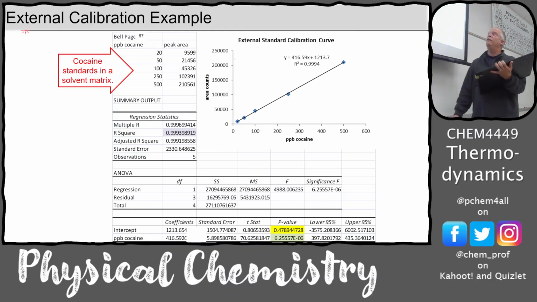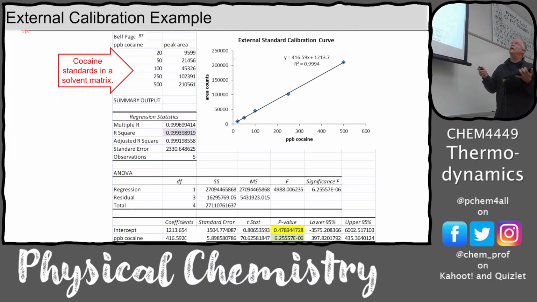So up here we have our cocaine standards in a solvent matrix. We put in parts per billion cocaine in acetonitrile and ran it on the GC, and we get the peak areas here: 20, 50, 100, 250, and 500. And so we plot this, and it looks really nice. So here's parts per billion cocaine, and here's the area counts of our method.